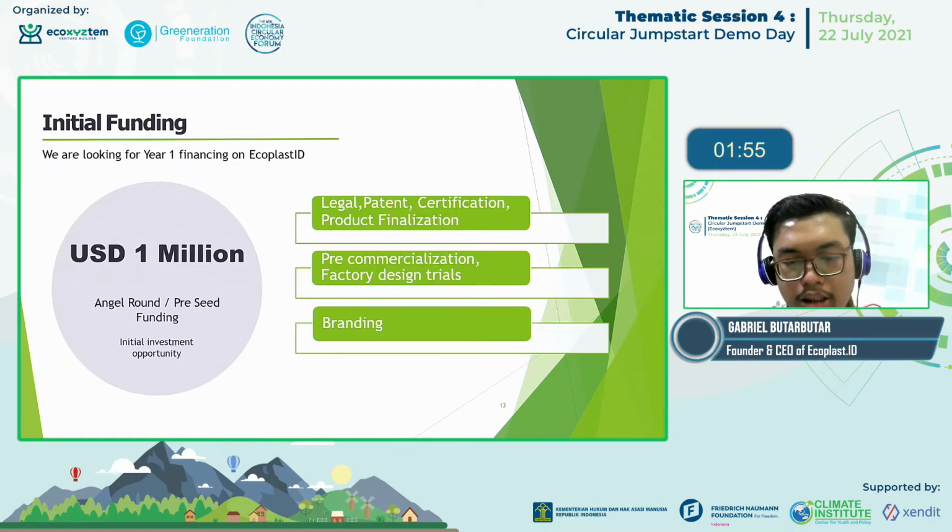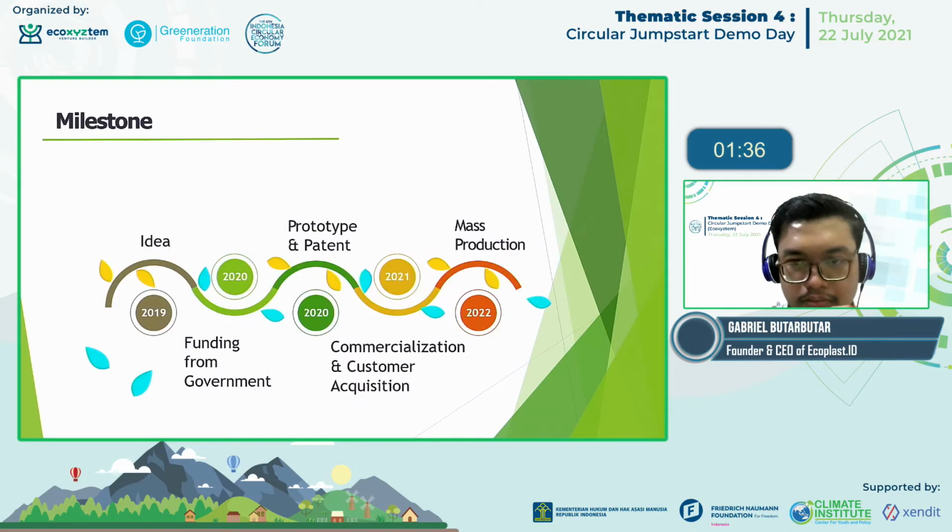Next. Now we are spending around $1 billion to develop our product, the legal patent certification and product finalization. Second, we need to commercialize our product to mass production. And last, we need to build our sustainable and environmentally friendly brand. Next, we started this Ecoplast since the end of 2019 and 2022.